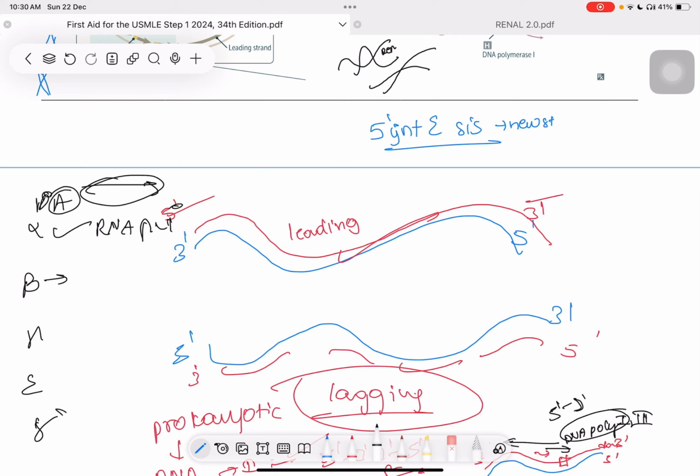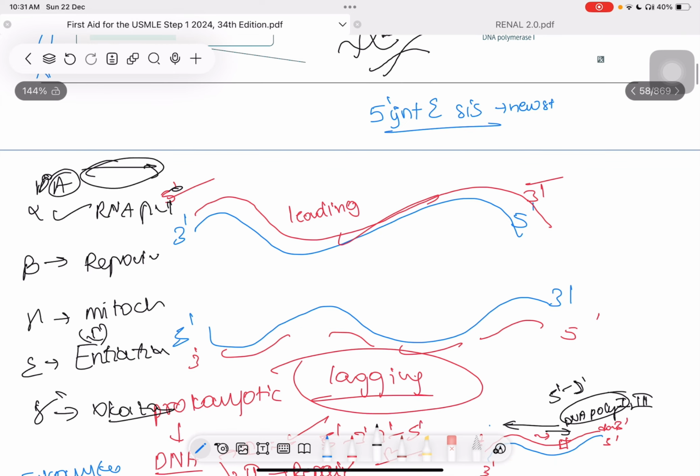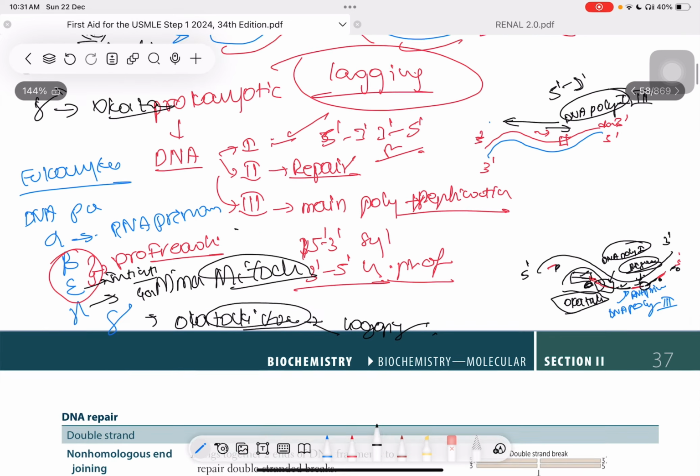Beta has repair activity. Gamma is for mitochondria. Epsilon is for initiation. And delta is for Okazaki fragment synthesis. Okay. Next we are moving on to DNA repair.